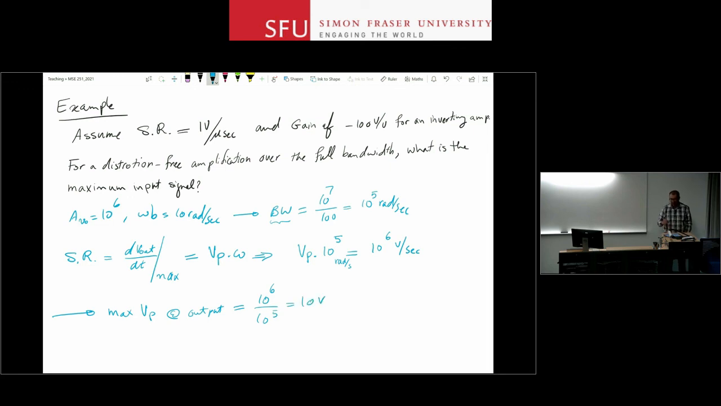I have a gain of 100, so the maximum input signal amplitude is going to be 10 divided by 100, or 0.1 volt, which is very respectable, right? So this is a good op-amp. It's doing a good job even for these relatively high frequency signals. It's giving you a good bandwidth and fast response.